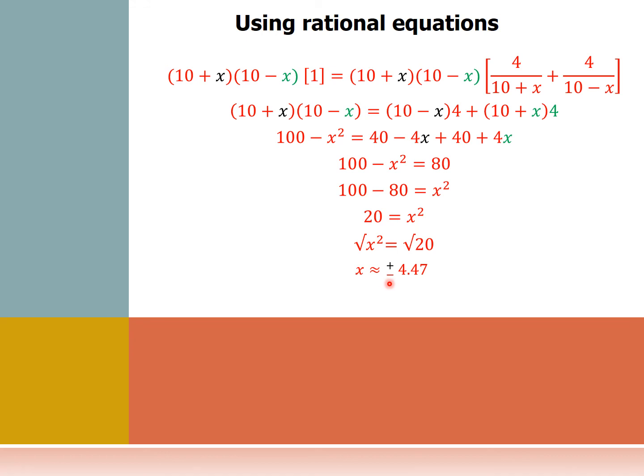which is x approximately equal to sometimes minus 4.47 or positive 4.47. Okay, and the wind speed is positive, so x is equal to 4.47 kilometers per hour. Okay, so this is the answer, and this is the value of x, which represents the wind speed.